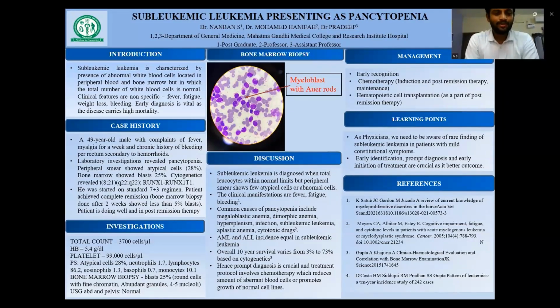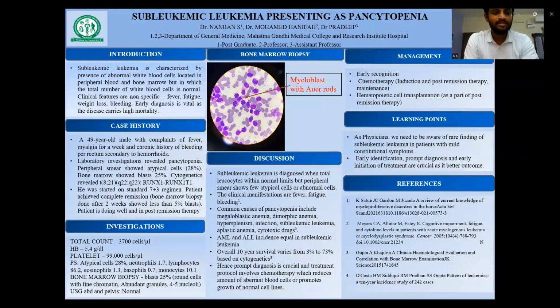Discussion. Subleukemic leukemia is diagnosed when total leukocytes are within normal limits, but the peripheral smear shows a few atypical or abnormal cells. The clinical manifestations of the disease are non-specific, usually presenting with fever, fatigue, and bleeding. The common causes of pancytopenia include megaloblastic anemia, dimorphic anemia, hypersplenism, or infections, and the lesser common causes are subleukemic leukemia, aplastic anemia, and cytotoxic drugs. AML and ALL have equal incidence in subleukemic leukemia. Overall, the 10-year survival varies between 3% and 73% based on cytogenetics in AML.